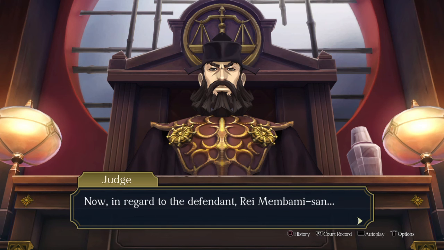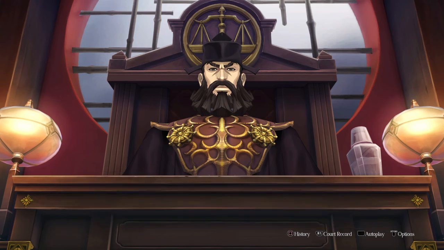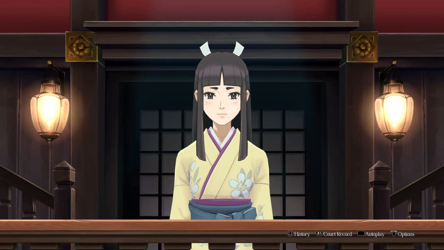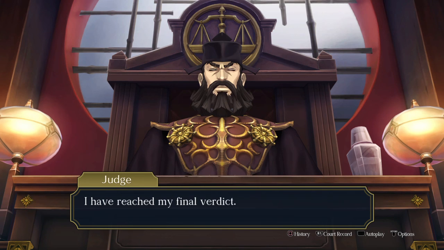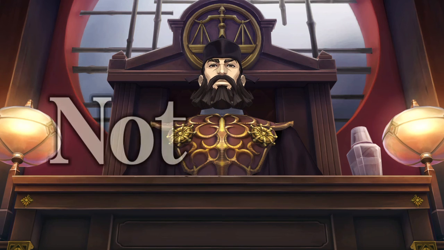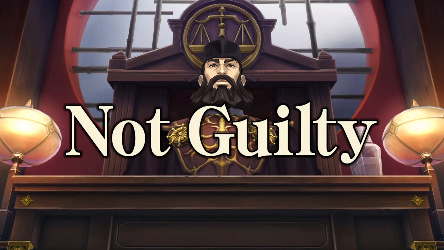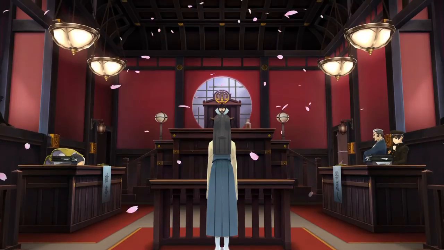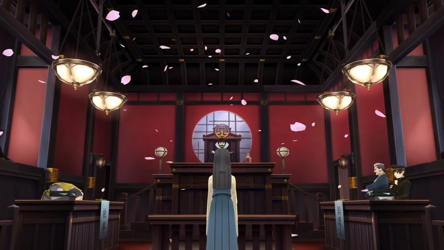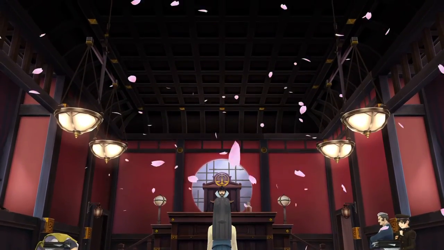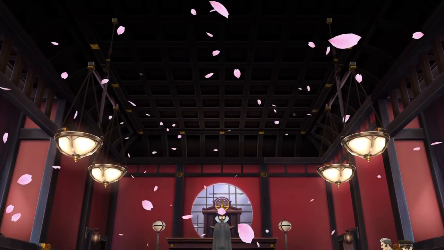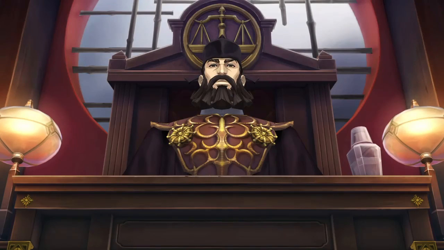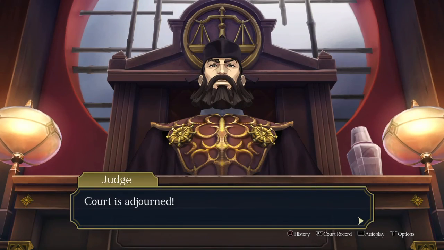Now, in regard to the defendant, Ray Mimbami-san. Yes, Your Excellency. I have reached my final verdict. I hereby find you not guilty. Yeah. Now that's the kind of good shit we like to see. Yeah, Sakura Blossoms aren't quite as good. I mean, they're basically as good as confetti, I guess. Court is adjourned.